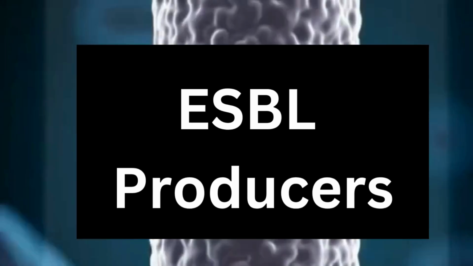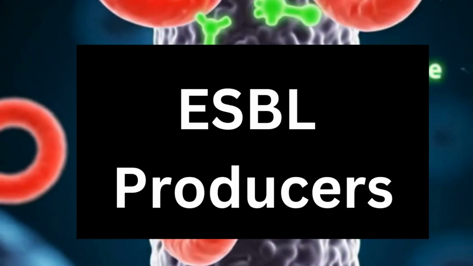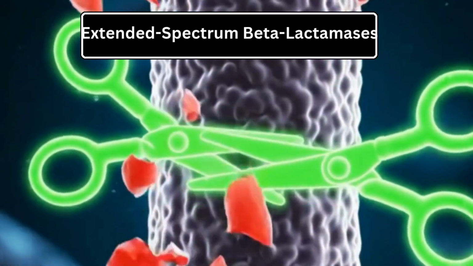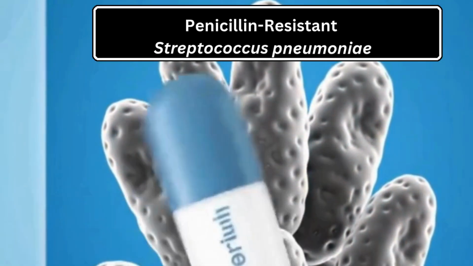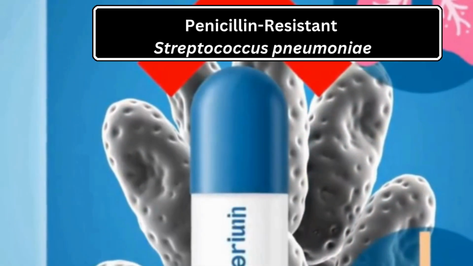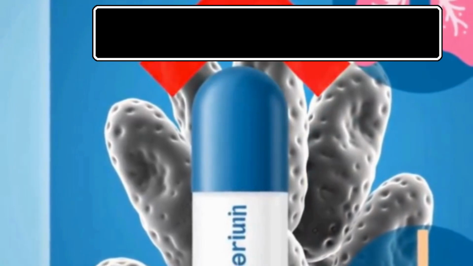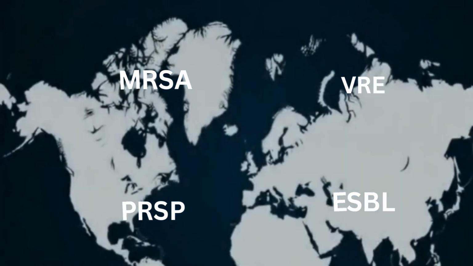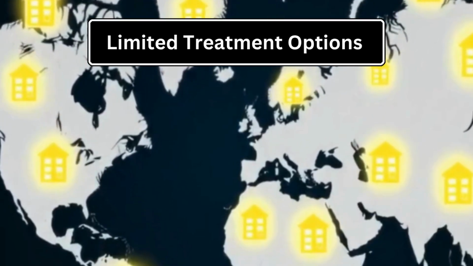The third group includes ESBL-producing bacteria. ESBL stands for extended-spectrum beta-lactamases, enzymes that destroy many beta-lactam antibiotics. The fourth organism is PRSP, or Penicillin-Resistant Streptococcus pneumoniae. It is an important cause of pneumonia. Although these organisms differ in the antibiotics they resist, they share one important characteristic. They are difficult to treat.